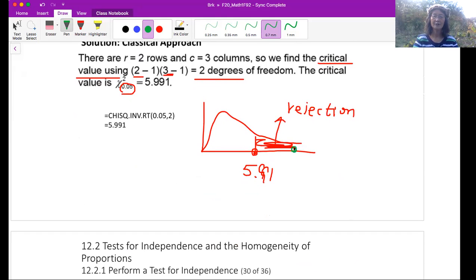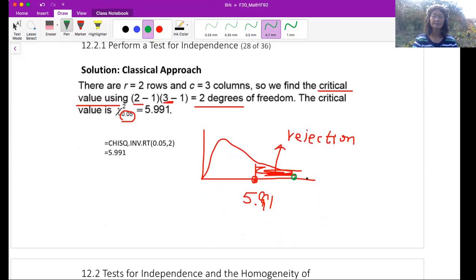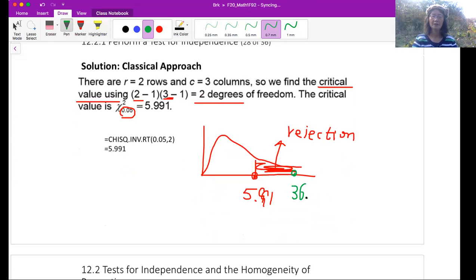36.82 is here. Obviously, the test statistic is in the rejection region, so you reject H0. Okay, so your final conclusion is the row variable and column variable are dependent, meaning gender and response are associated with each other. So this is your classical approach conclusion.